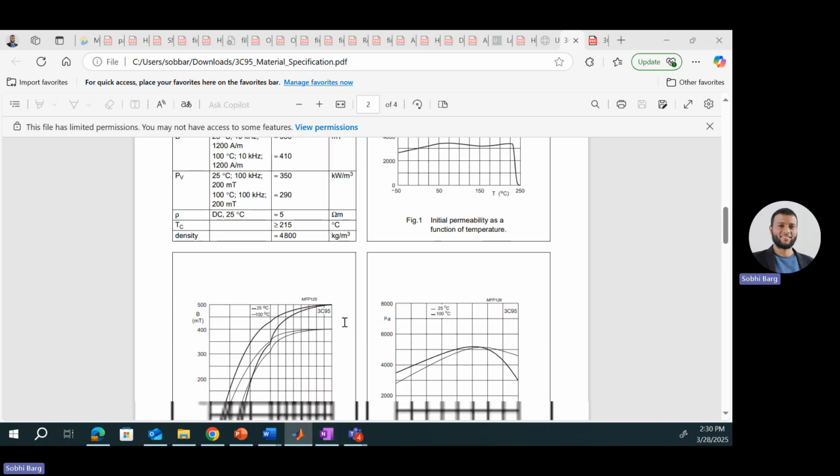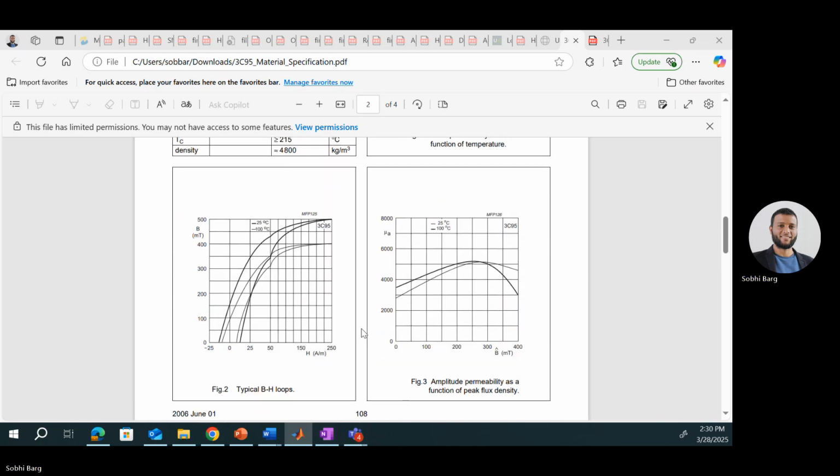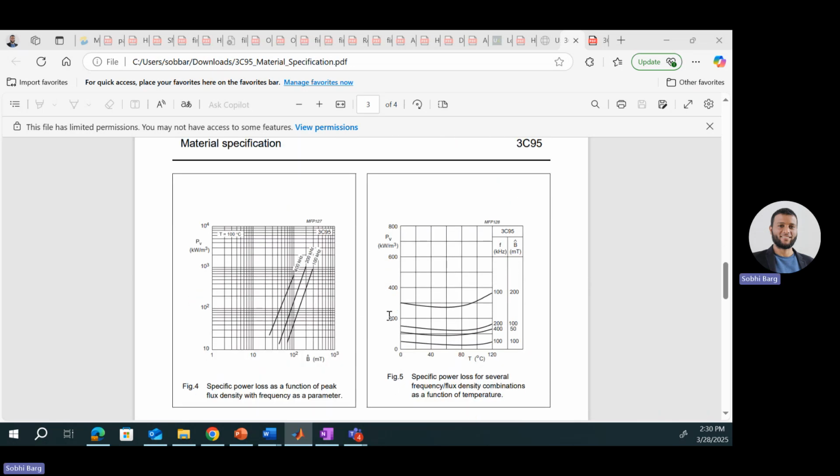Of course, we can also do more verification by considering also the effect of the temperature. Maybe 100 degrees Celsius is not suitable. We can look to the typical working temperature in power electronics, which is around 80 degrees Celsius. And we can also consider 100 kilohertz and 200 millitesla. So for 3C95, you can see here the losses, they are approaching 400. I think it's around 370. You can read it here.